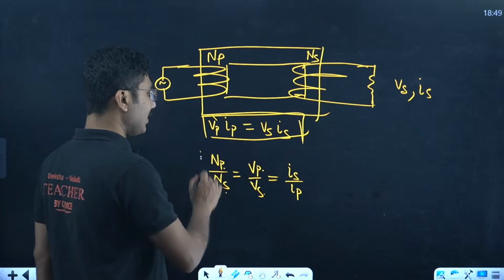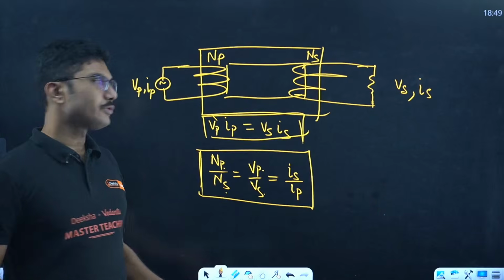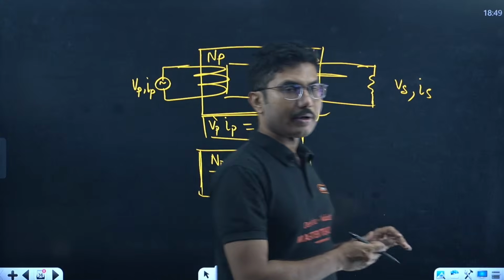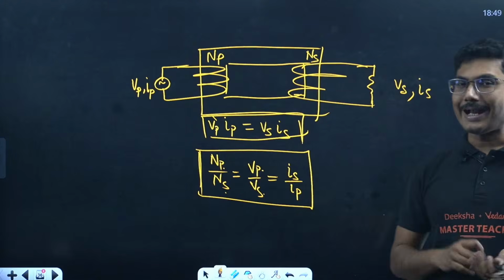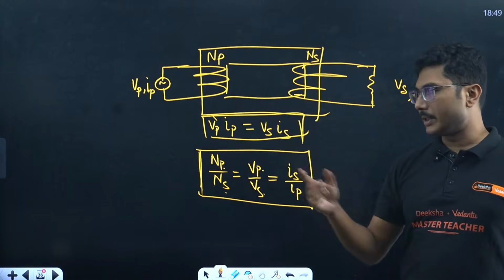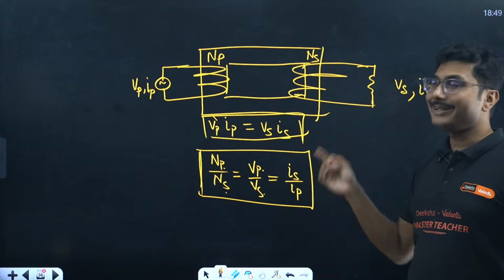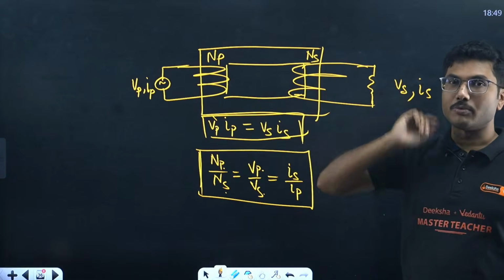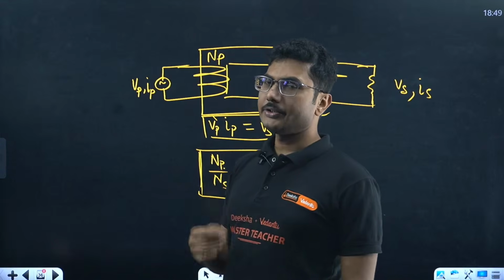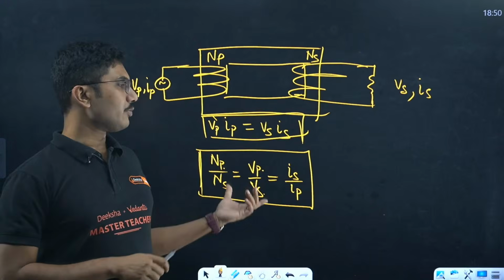This is a very, very basic formula. Students get confused sometimes, that's why I told you that current is in the opposite order to that of the voltage. You should remember that primary by secondary is equal to primary by secondary for voltage. For current, just remember the order is opposite. If you remember that much, that is sufficient to answer such questions.